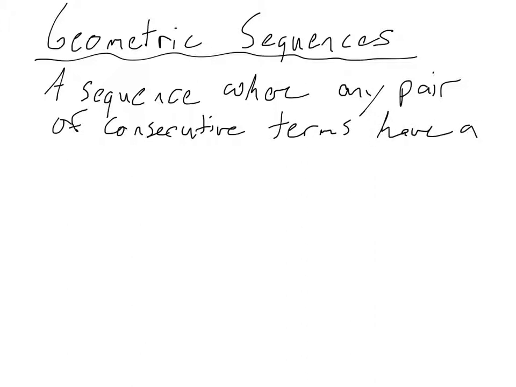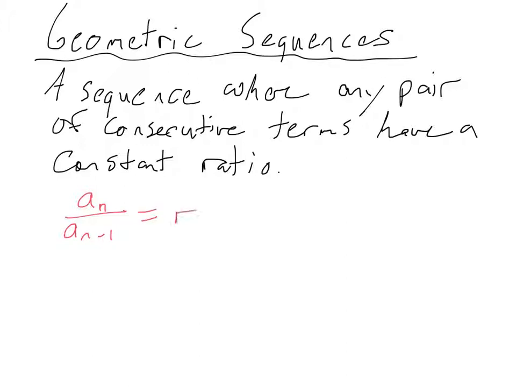They have a constant ratio. So instead of having a constant difference, as in the case of an arithmetic sequence where any two consecutive terms have a constant difference, these have a constant ratio. Which means that a sub n divided by a sub n minus 1, the ratio of the nth term and the n minus 1th term, is equal to some fixed ratio, which we'll just call r for now. And that is called the common ratio instead of the common difference.